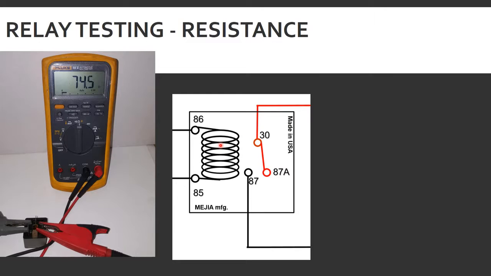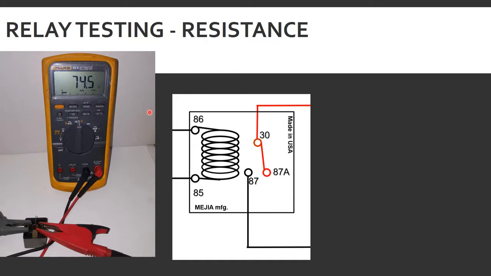So we're going to place our meter between terminal 86 and 85, and for a 12 volt relay the resistance should be between 70 and 100 ohms. For a 24 volt relay it would be slightly higher, between 230 and 280 ohms.